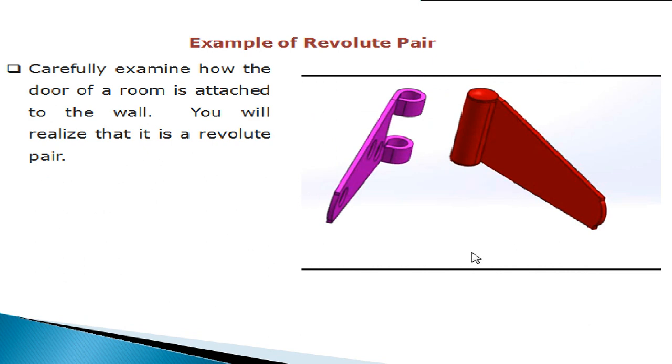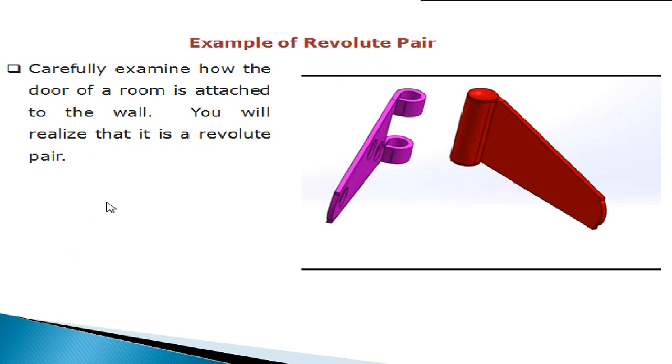If you carefully notice, this is the mechanism of a door hinge. This red link typically is attached either to the wall or to the door frame. This pink link is attached to the door.